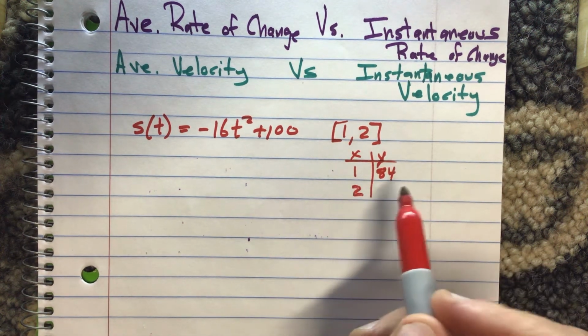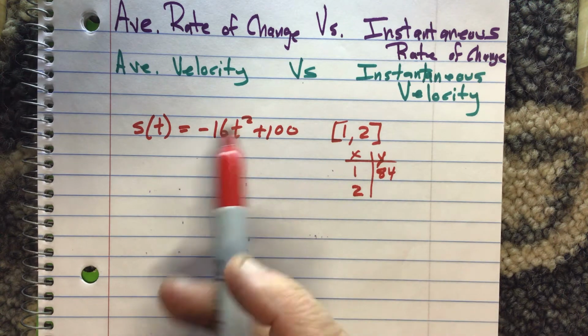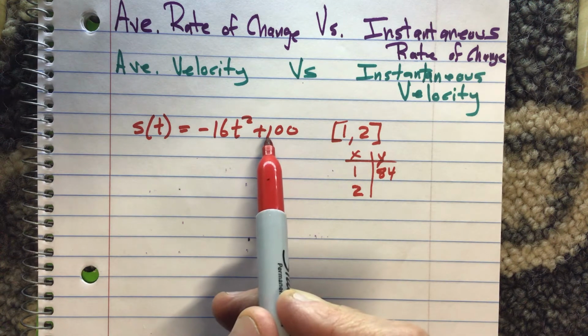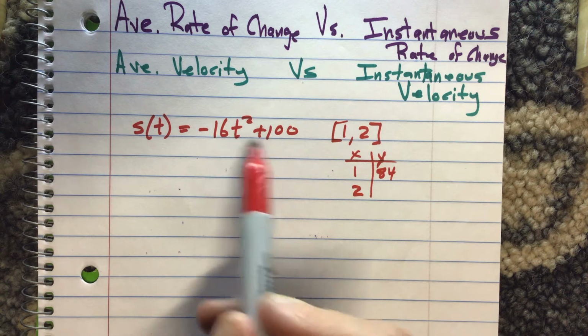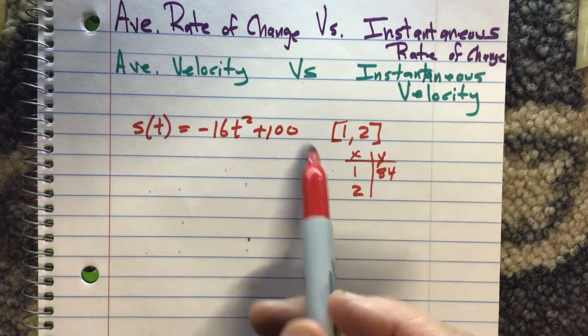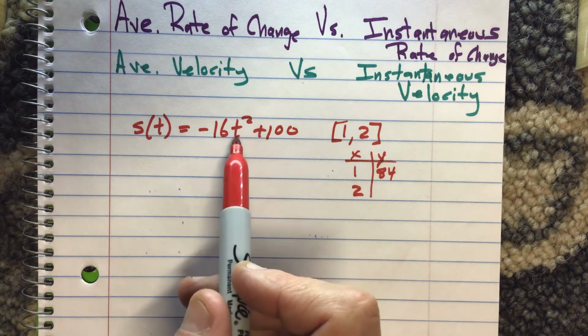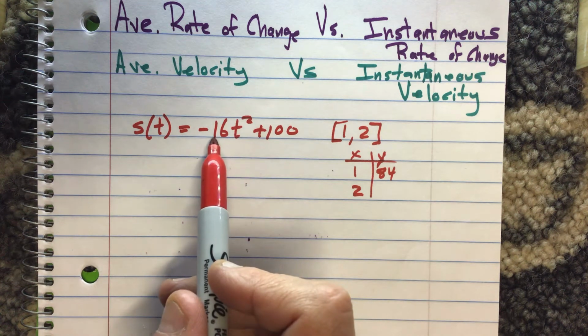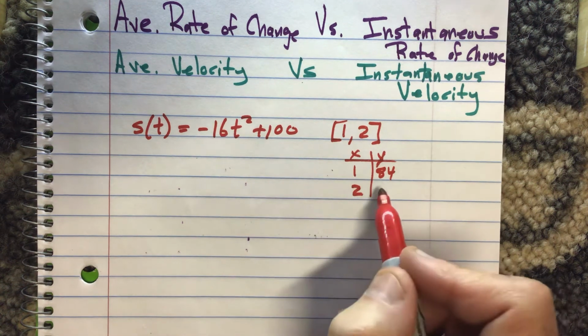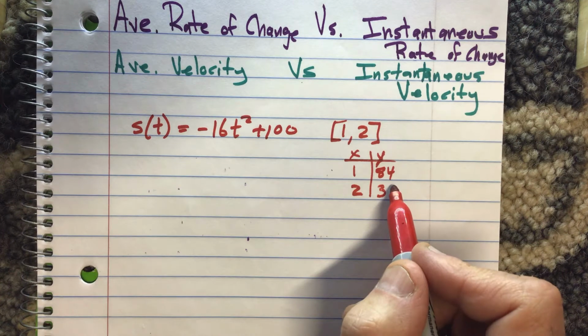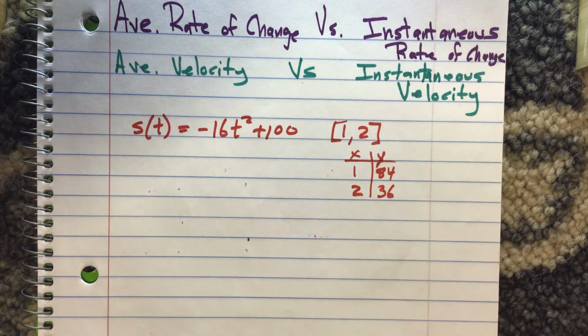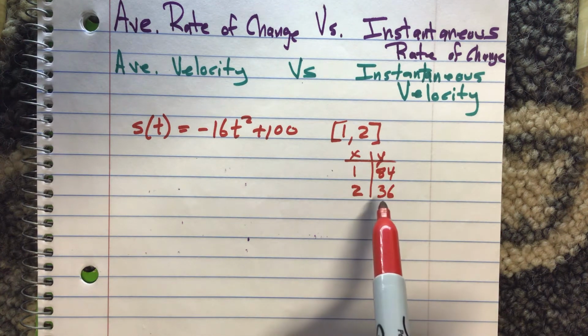And after 2 seconds, so in other words, after 1 second, if you drop this ball from 100 feet up in the air, you dropped it. After 1 second, it would be 84 feet above the ground. After 2 seconds, 2 squared is 4. 4 times 16 is negative 64 from 100 is 36. So after 2 seconds, it'd be 36 feet off the ground.